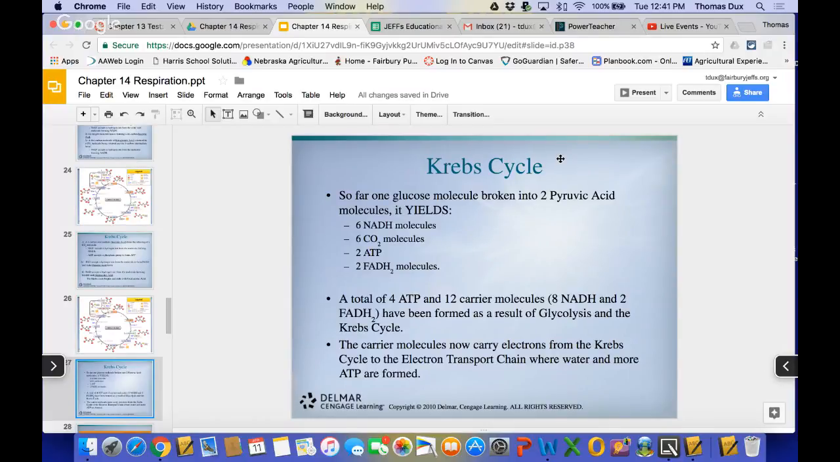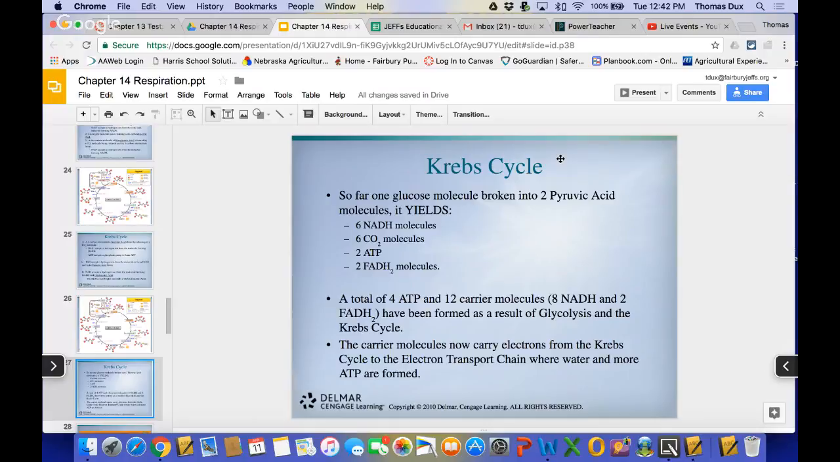Here's what we have in the Krebs cycle. And glycolysis here, we have a glucose molecule broken into 2 pyruvic acid molecules. Then in the Krebs cycle, 6 NADH molecules, 6 CO2, 2 ATP, 2 FADH molecules, for a total of 4 ATP, 12 carrier proteins, 8 NADH, and this FADH is only made in the Krebs cycle. We had 2 molecules of NADH made in glycolysis, and all of this together is going to go into the electron transport chain to help power it.